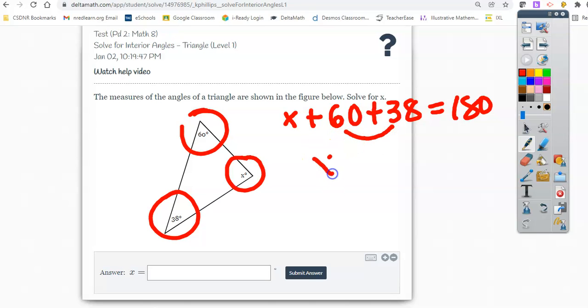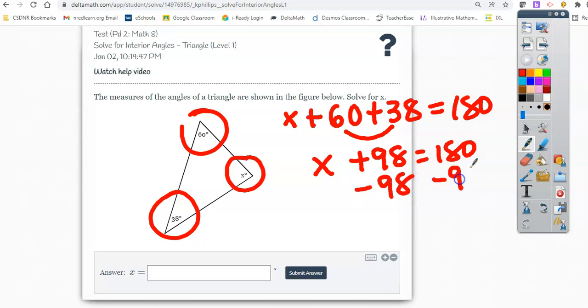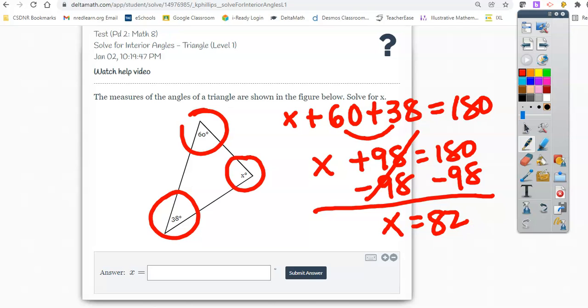You can combine like terms, and then you can use the subtraction property of equality, this additive inverse here, and use your calculator to find your answer. Once you know your answer, you type it here in the box.